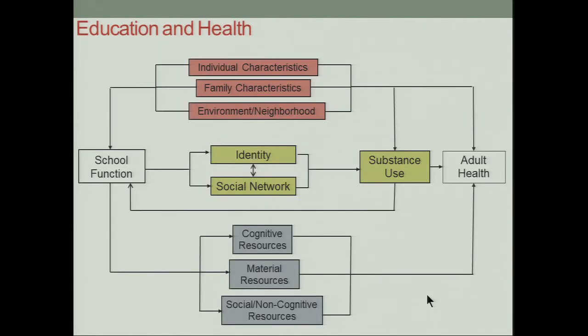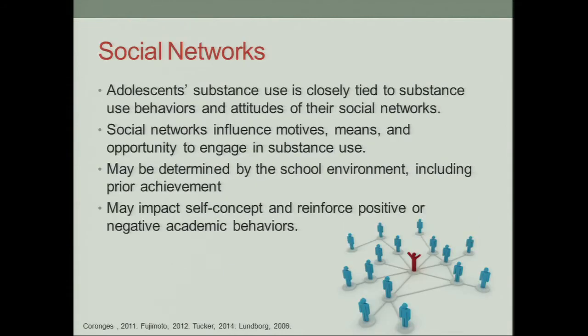So to bring us back to our model here, we've talked about this relationship between identity and substance use, and how school function and identity are related as well. And now I'm going to talk a little bit about social networks and how they might be a potential mediator between school function and adolescent health. So we know that adolescents' health behaviors, like substance use, are closely tied to the behaviors and attitudes of their social network. And this is true for both peer and adult networks.